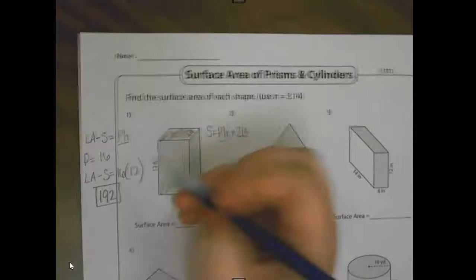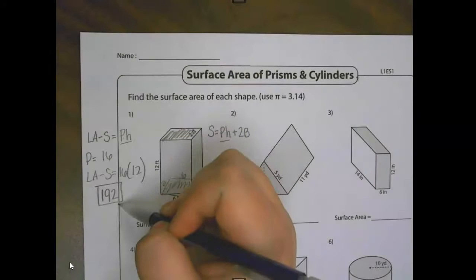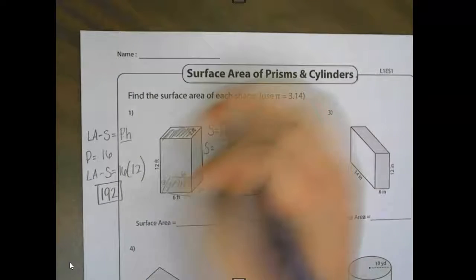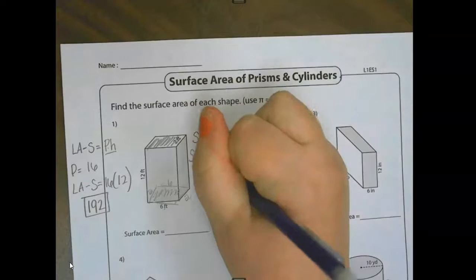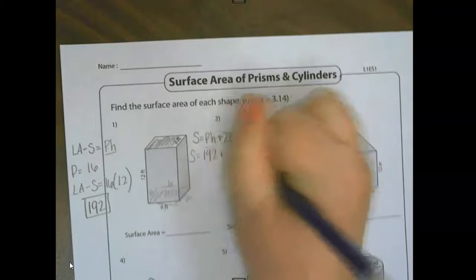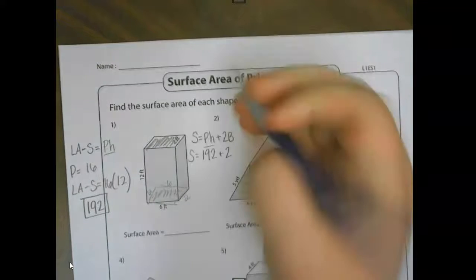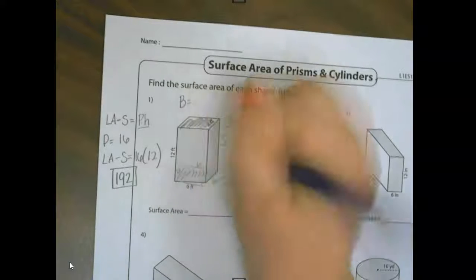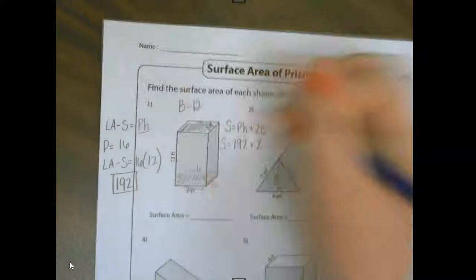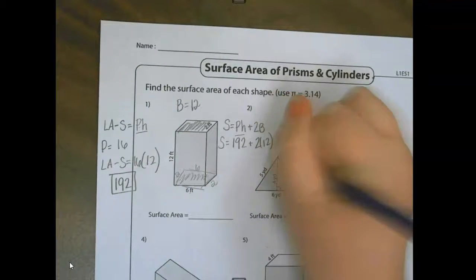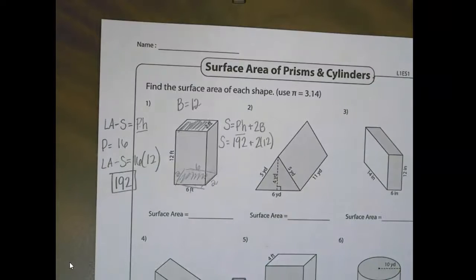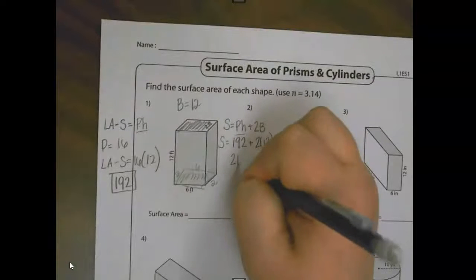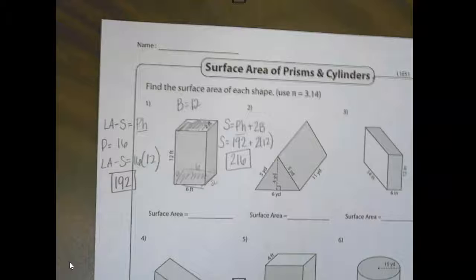Alright, so now that I have that PH, that lateral surface area, I can come back to my total surface area and plug it in. So that's 192 already, plus 2 times my base. So let's figure out what our big B is. 6 times 2, which is 12. So I'm going to add 24 to my 192. And that is my surface area.